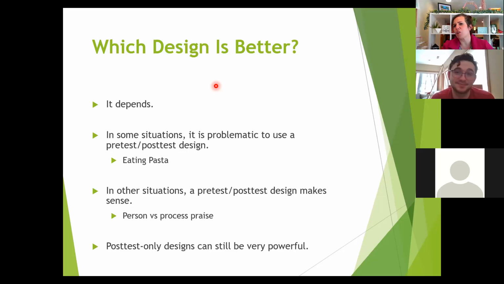Or you'd have to do it over the course of months. And then who wants to eat pasta, right? You can't do it 2 days in a row. Now you're probably going to have an effect of people being sick of eating pasta. So there are some situations where that is not possible.